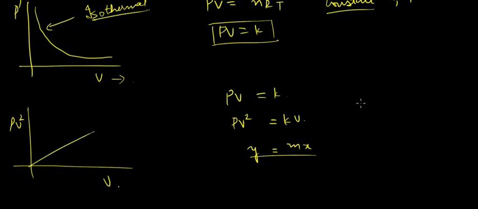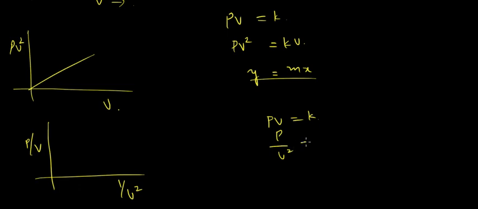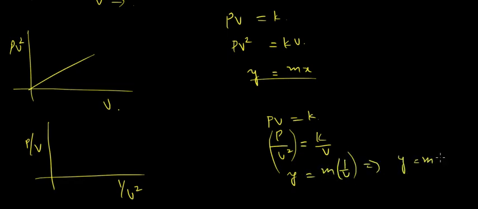Okay, what would be the nature of graph for, let's say, P upon V versus 1 upon V square? We again know PV equals K, so let's divide both the sides by V square, so it would be again 1 upon V. Hence it's again Y equals to MX, where X is 1 upon V, so this implies Y equals MX again, so again it would be a straight line.